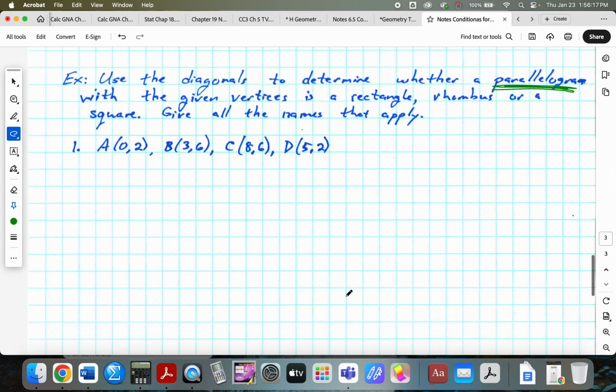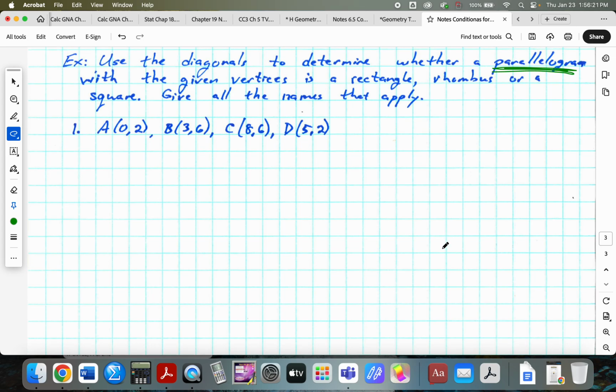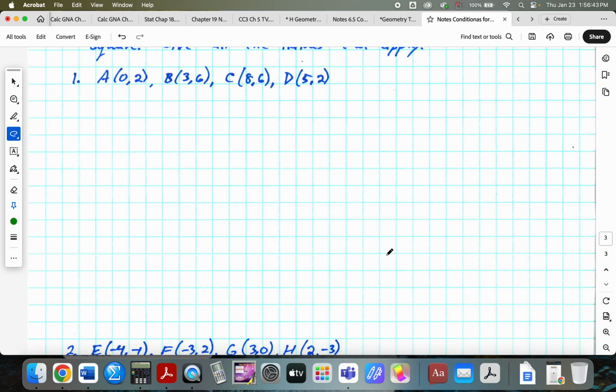I'll just tell you now, it happens every year. Somebody graphs this, looks at the graph and says, it's this. And that gets you maybe a point out of 5, even if the answer is right, because you haven't done what it said. It says use the diagonals. So if you're just looking at it, that's not good enough. Should you sketch a graph? Yeah. So let's do that.